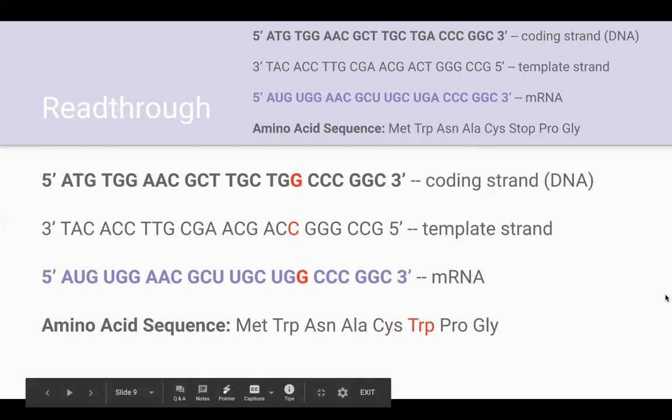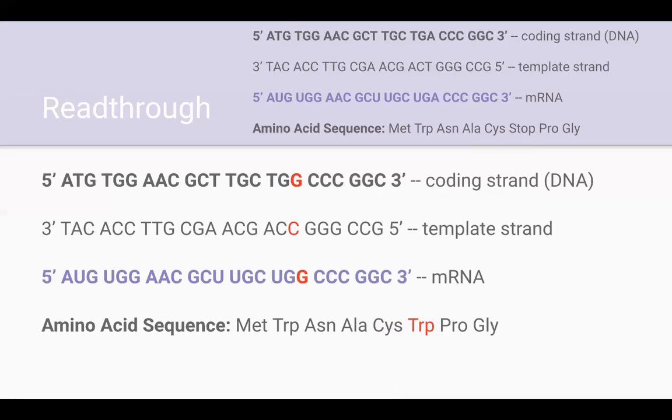Finally, we will be looking at a read-through mutation. This mutation occurs when a single base is changed so that a stop codon changes to a functional amino acid. In this case, we switched an A for a G in the TGA trinucleotide base in the normal strand. This is a transition since we went from purine to purine. The stop codon UGA now reads as UGG, which codes for tryptophan. This causes the sequence to continue reading through to the next amino acid, proline, rather than stopping after cytosine.